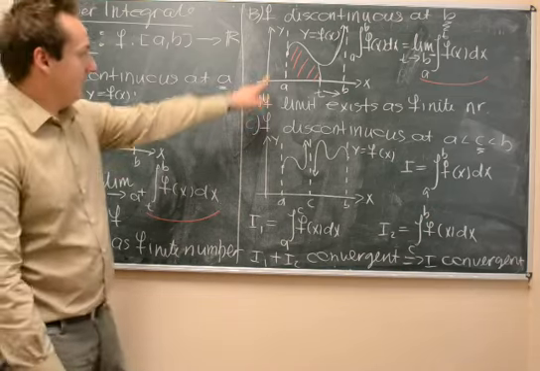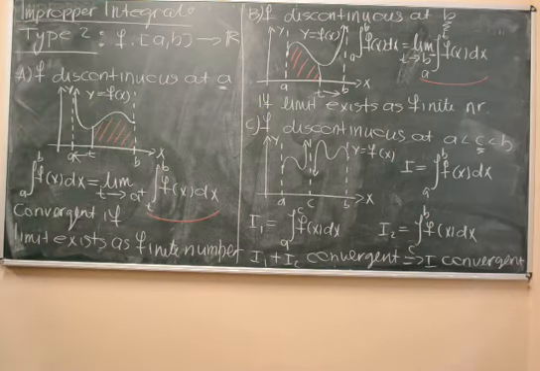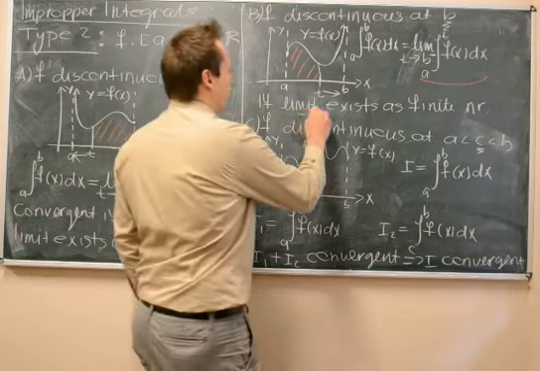Our second case is when we have a discontinuity at b, the right endpoint of the interval. And then again, in this case, we have to express our integral from a to b as a limit. This time the limit as t goes to b from the negative side. And if that limit exists as a finite number, then our integral is convergent.